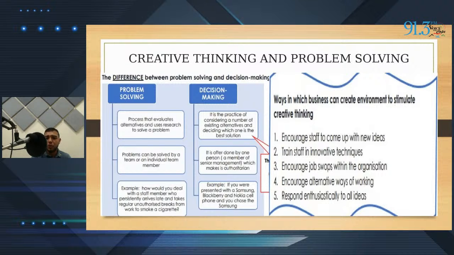So, ways in which a business can create an environment to stimulate creative thinking: you should encourage staff to come up with new and innovative ideas. Train staff in innovative techniques. Encourage job swaps within the organization, so make the staff familiar with the different types of jobs in your working environment. Also encourage alternative ways of working. Come up with unique strategies for relaying messages to others. Also respond enthusiastically to all ideas, because remember, in education and as a student, no question is a dumb question. We should always be able to answer those questions.